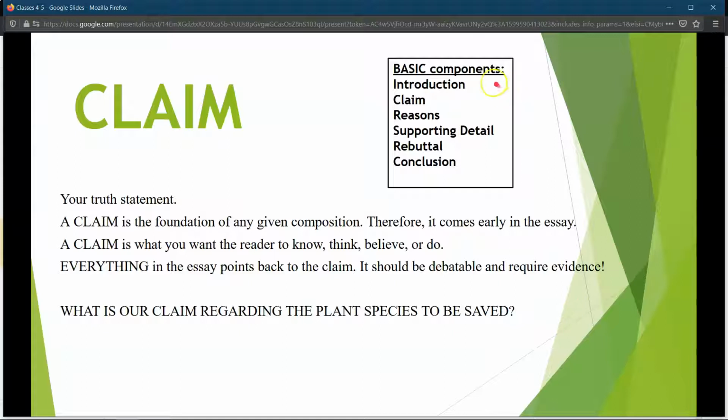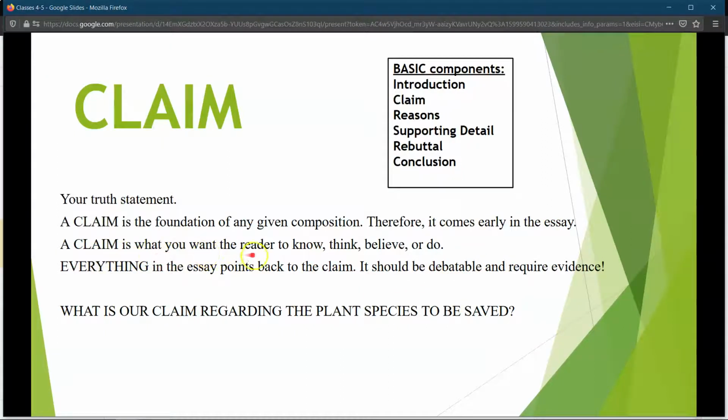So going from there, the basic components are an introduction, a claim, reasons, supporting details, the rebuttal, and the conclusion. So the claim is your true statement. A claim is the foundation of any given composition, or the thesis claim. Thesis statement and claim are interchangeable, they are the same thing. Therefore, it comes early within the essay, typically in the introduction.